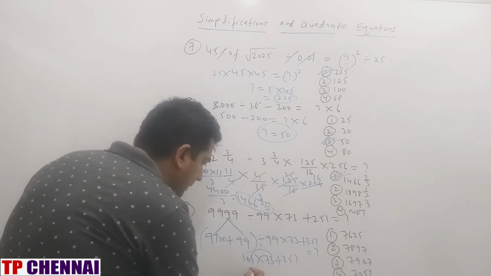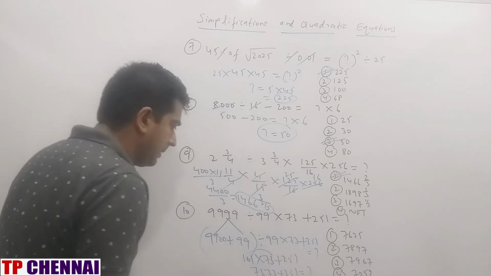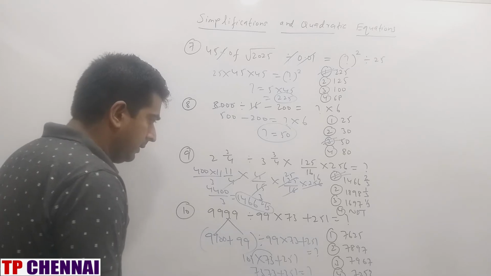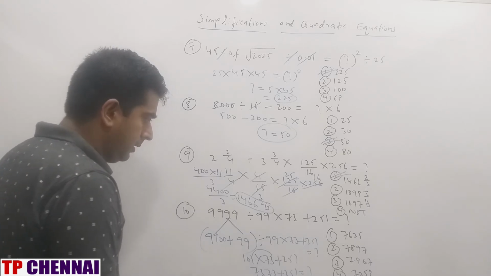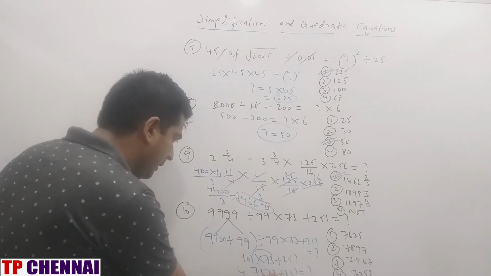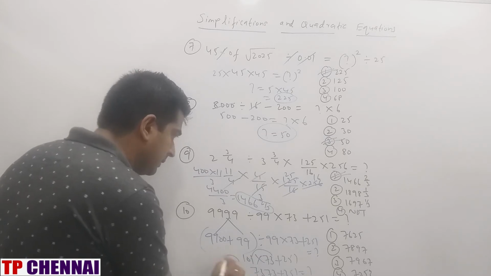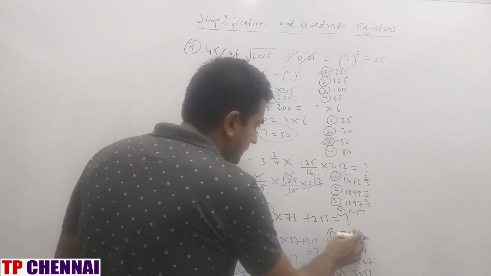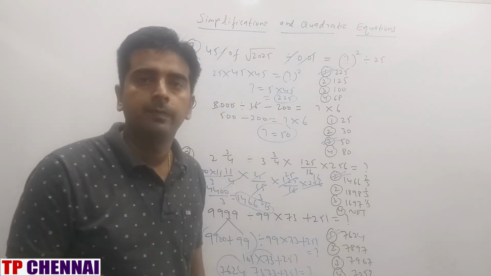73 into 101 is 73. 73 plus 251 is equal to question mark. So what is my answer? 7625, right? This is 251. So this is 4, 7 plus 5, 12, 6, 7624, right? So change this option. This is 7624 will be there, right? My answer is the first option.